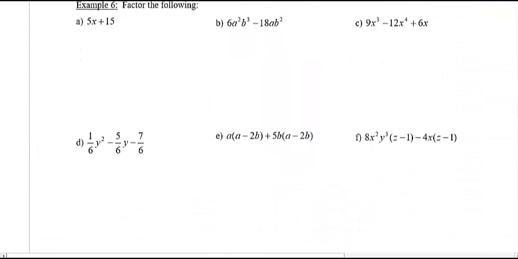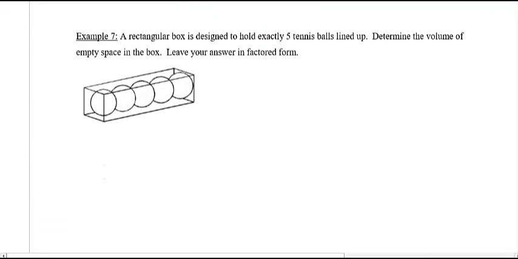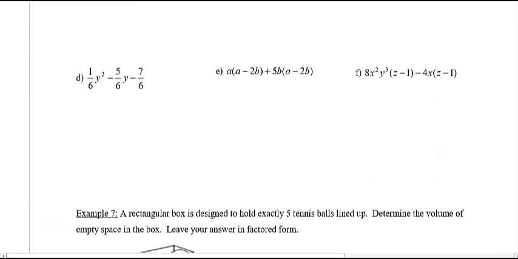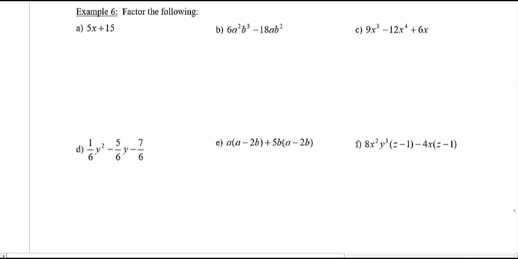Okay, so here are some more I'd like you to factor, and also example number 7. If I ask you to factor these, the key thing is to figure out what the common factor will be. So for number A here, I'm thinking 5x and 15, the common factor is 5. And then ask yourself what's left over. So what's 5x divided by 5? That's just x. What's 15 divided by 5? That's just 3. Done.